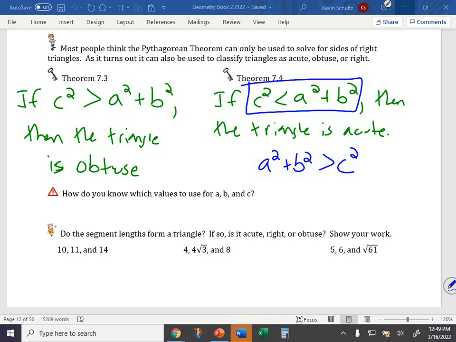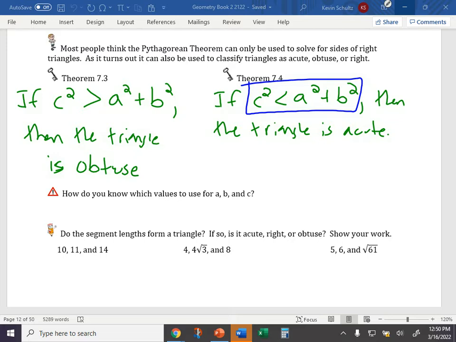Likewise, for this one here, if we were to write the c squared on the right side, it would flip everything. It would be a squared plus b squared is less than c squared for an obtuse triangle. So the reason why we put the c squared on the left side is to get that direct relationship: less than, acute, less than 90 degrees; greater than, obtuse, greater than 90 degrees. So that's the reason why. It makes that relationship of less than acuteness and greater than obtuseness more clear. Okay?